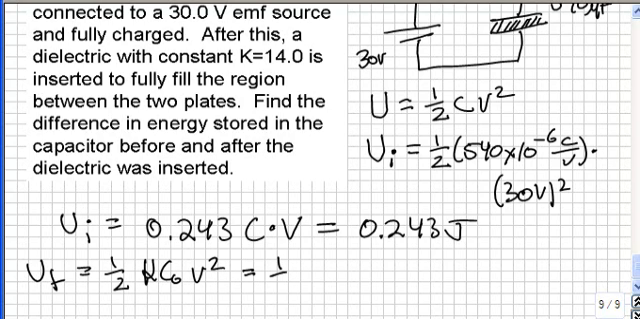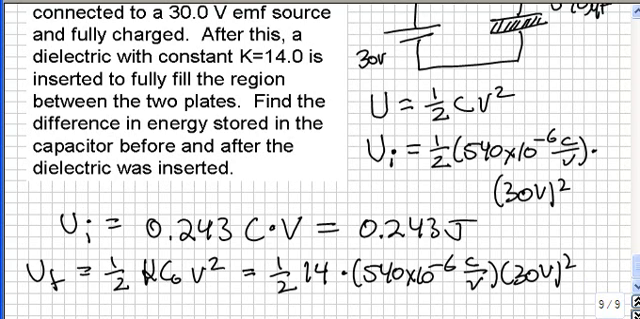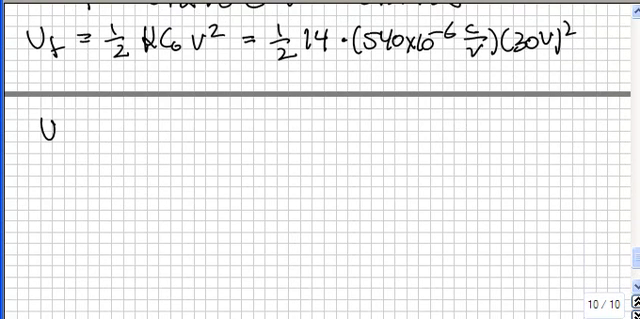And so what that means now is that we've got a new value for the energy stored. I can write this in coulombs per volt, still 30 volts squared. And so what we need to do is calculate this number. And when I put the numbers together, I find that this is 3.402 joules.